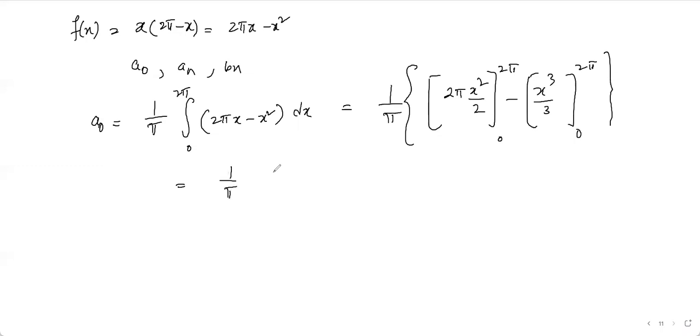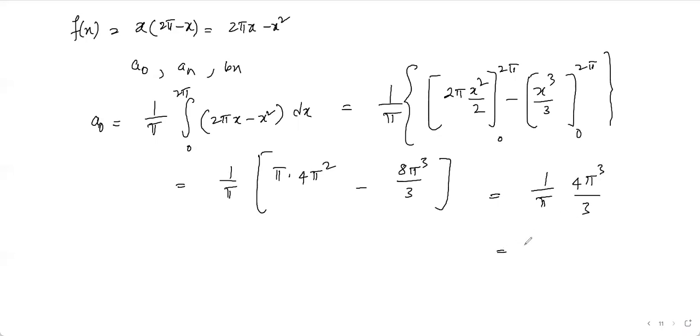This would be pi multiplied into 4 pi squared minus 8 pi cube by 3, right? So what we get is 1 by pi times 4 pi cube by 3, which is equal to 4 by 3 pi square. So what we got as the Fourier coefficient a naught is 4 by 3 pi square.